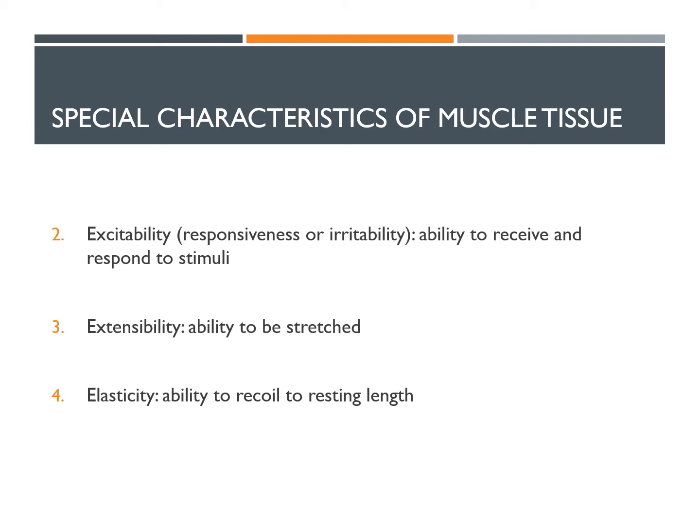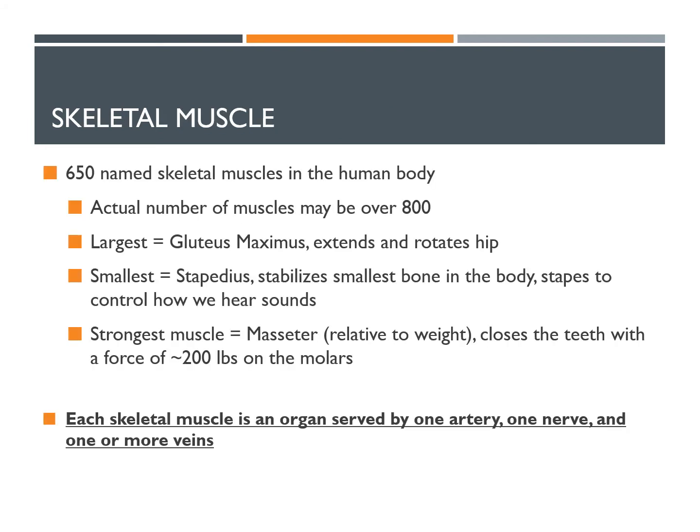Your final special characteristic of muscle tissue is elasticity. Although we can stretch our muscles, they can recoil back or return back to their resting length. For most of the remaining videos in this chapter, we will focus on the anatomy and physiology of skeletal muscle. There are 650 named skeletal muscles in the human body. Be happy that we'll only try to learn between 20 and 30 or so of them.